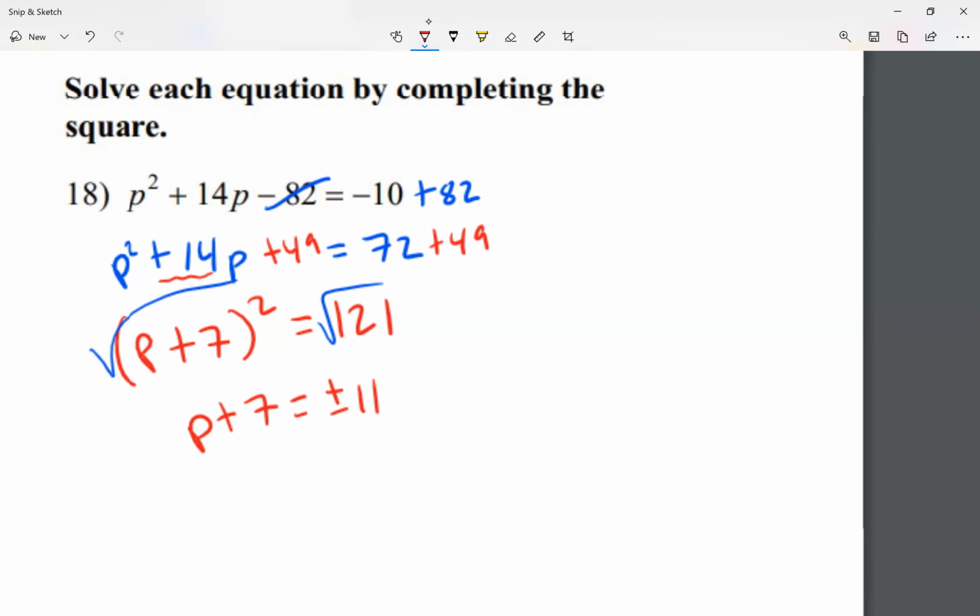So my p will be negative 7 plus or minus 11. Notice I moved the 7 over. Don't forget to switch the sign. So my solutions will be 4 and negative 18. Right? Negative 7 plus 11 and negative 7 minus 11. So 4 and negative 18.